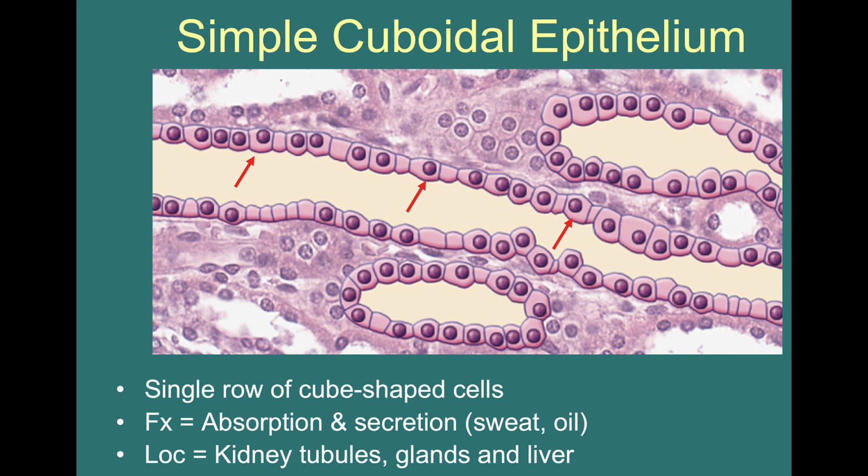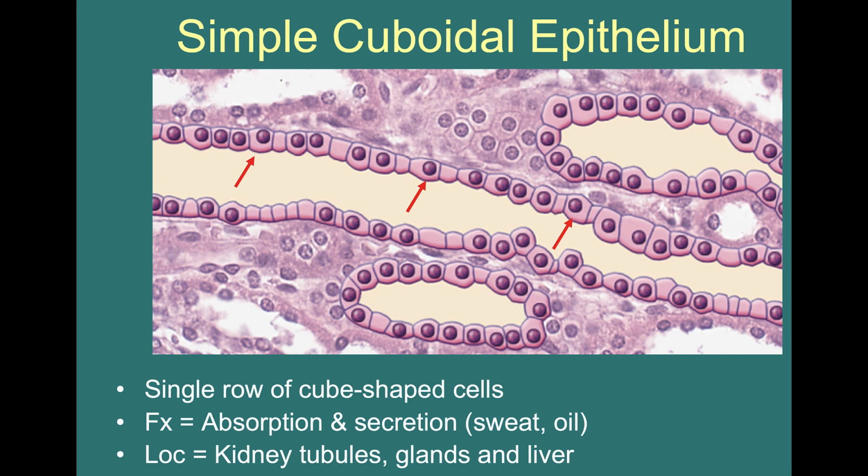Now, what does this tissue do? It's involved in absorption and secretion. So these cuboidal cells produce hormones, they make sweat, they make oils, and then they release them through tubules, which is what you're looking at. We have two different cross sections of some tubules here. Here we have a longitudinal cross section. If you think about this as a garden hose, it would be cut down the lengthwise.